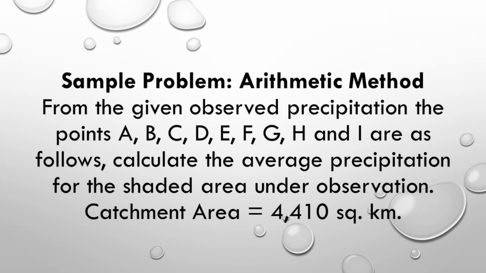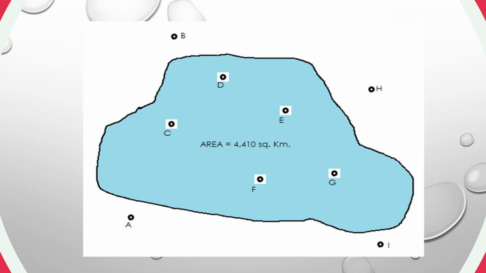Okay, let's try sample problem number 3. For the given observed precipitation at points A, B, C, D, E, F, G, H, and I as follows, calculate the average precipitation for the shaded area under observation. Use the arithmetic mean method. The area is 4,410 square kilometers.